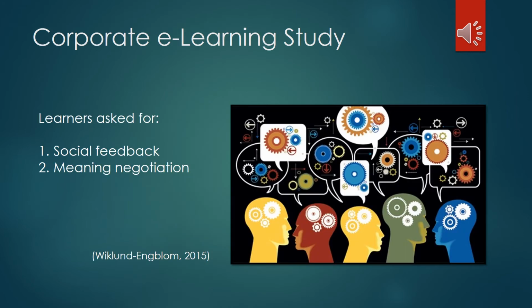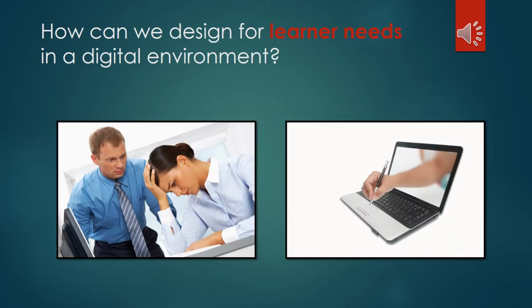In this corporate study, since it was an independent self-paced course, a lot of the learners were talking about the need for social feedback, for instance, and the need for being able to negotiate the meaning of the content, that it's maybe not a set answer. It's more about problems that are messy, where you have to negotiate the meaning in the best possible way with other people in order to know how to solve them. I started to look at learner needs in a much broader sense, and how we can design for these broader needs in a digital environment.